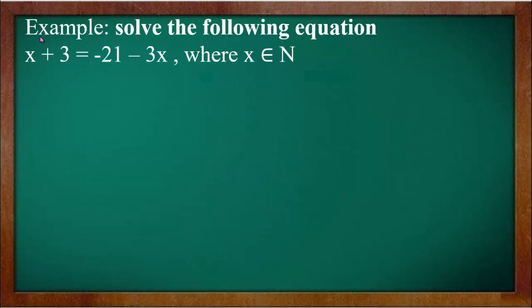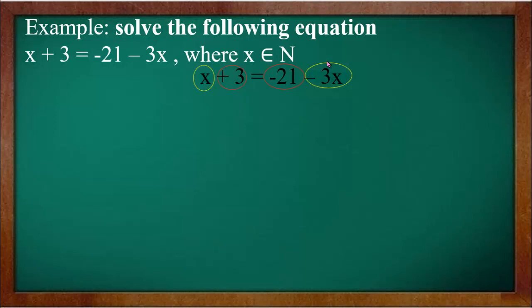Solve the following equation: x plus 3 equals negative 21 minus 3x, where x belongs to natural numbers. So my solution must be an element in natural numbers. Have a closer look here at this equation. We said that to solve an equation, I must have the variable alone at one side. If you can see here, I have x on the left hand side and minus 3x on the right hand side. What shall I do? And also I have plus 3 on the left hand side and negative 21 on the right hand side.